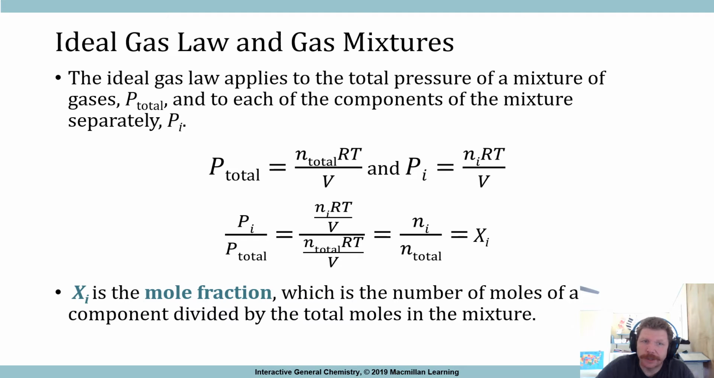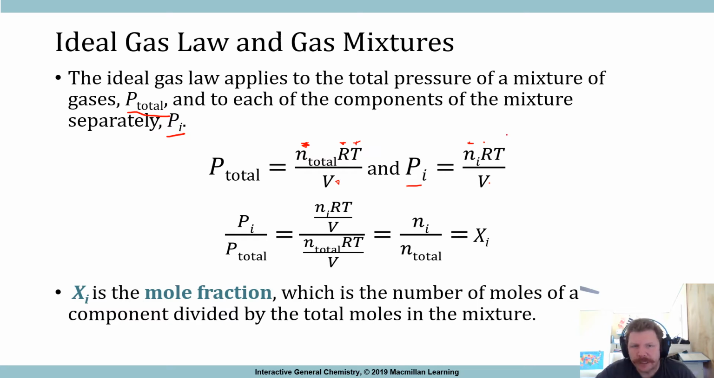Now, the ideal gas law in gas mixtures gets a little bit more complicated. The ideal gas law applies to the total pressure of a mixture of gases, P sub total, and to each of the components of the mixture separately, P sub i. So P total is equal to the number of moles of the total mixture, the gas constant, the temperature, and the volume of that total system. And the pressure of an individual gas is equal to the number of moles of that gas times the gas constant, temperature, and volume of that individual gas.